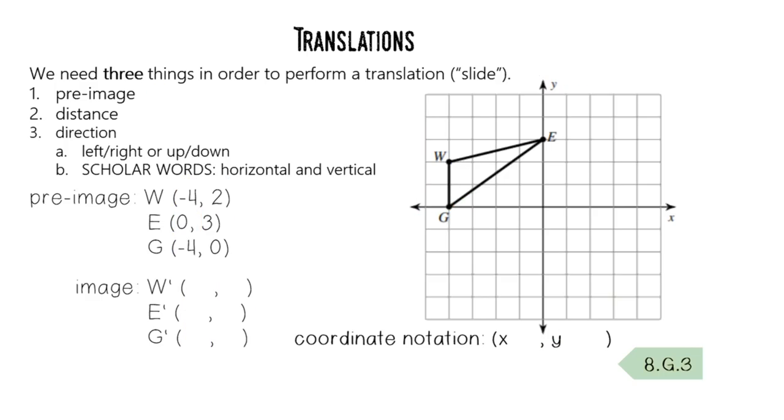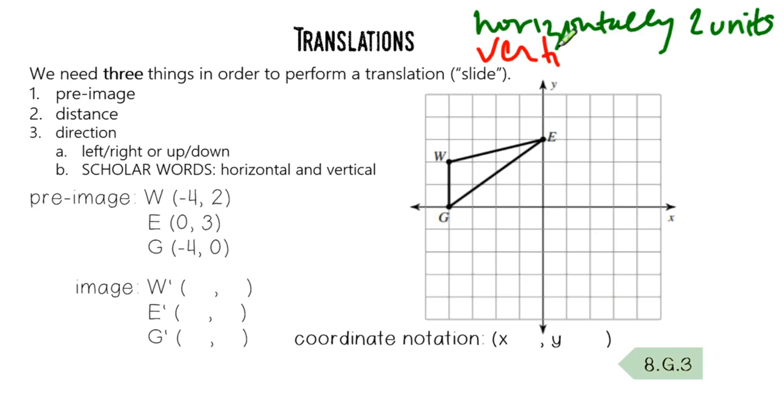So what could happen is being asked to do 2 translations, both vertically and horizontally. I'm going to write this one using the scholarly words so that we can try and figure out what's happening. I would like us to translate this shape horizontally 2 units and vertically 3 units. That is 2 movements that I'm asking to happen.